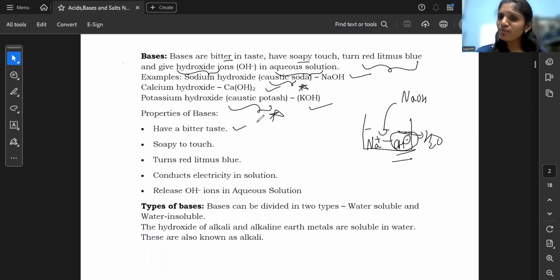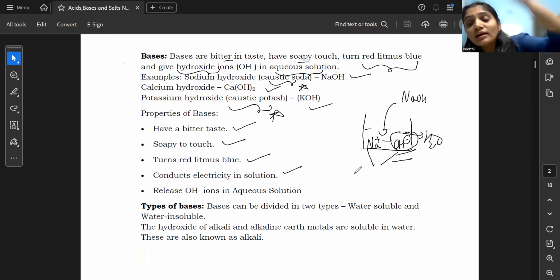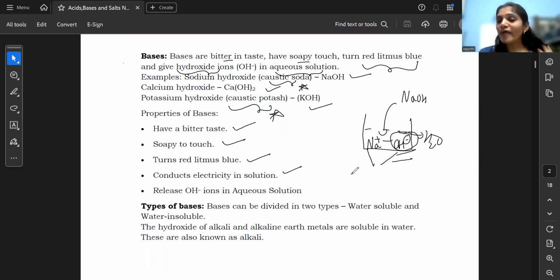Clear? Now bases are bitter in taste, soapy to touch, they turn red litmus paper blue, and they conduct electricity in solution. Conduction in solution is due to the formation of ions. Here, don't you have the ions? When ions are there in the solution, they conduct electricity. So acids and bases both conduct electricity because they lead to the formation of ions in water. Acids and bases are very good conductors. Bases release OH minus ions in the aqueous solution, as I have already mentioned.